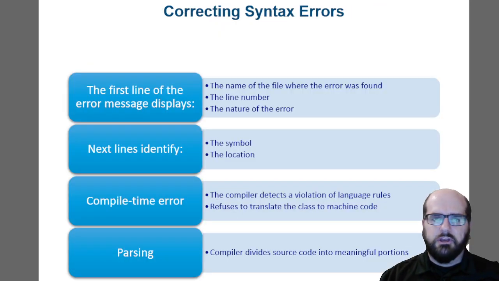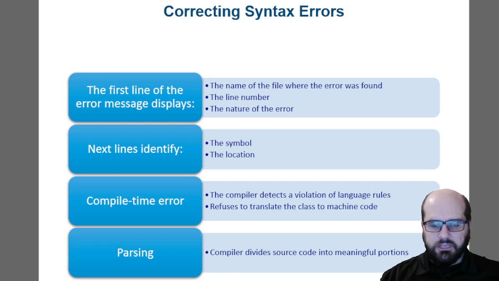All right, correcting syntax errors. The first line of the error message displays the name of the file where the error was found, the line number, and the nature of the error. The next lines identify the symbol and the location. A compile time error detects a violation of language rules and refuses to translate the class to machine code. And parsing is when the compiler divides source code into meaningful portions.